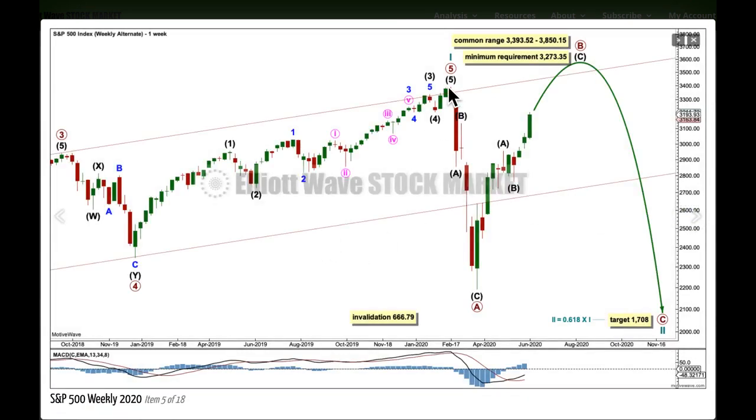At the weekly chart level, this is an alternate wave count. This is exactly the same as my first weekly chart, and I'm still seeing cycle 1 over here and cycle 2 underway, but now I'm considering a different structural possibility for cycle 2. My first weekly chart, my first daily chart, considered a zigzag, 5, 3, 5. In a zigzag, B can't move beyond the start of A.